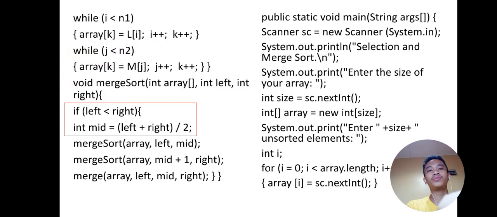Next it will perform this if statement. If this if statement is true, it will perform this code. Otherwise, it will perform this code. This code right here will find the midpoint of our array.